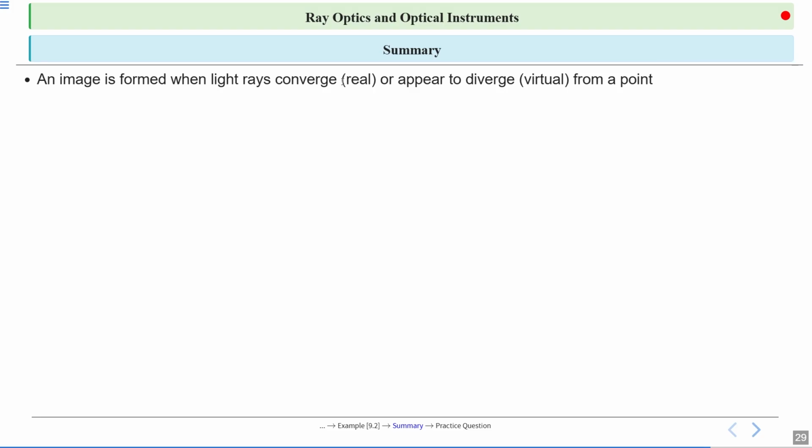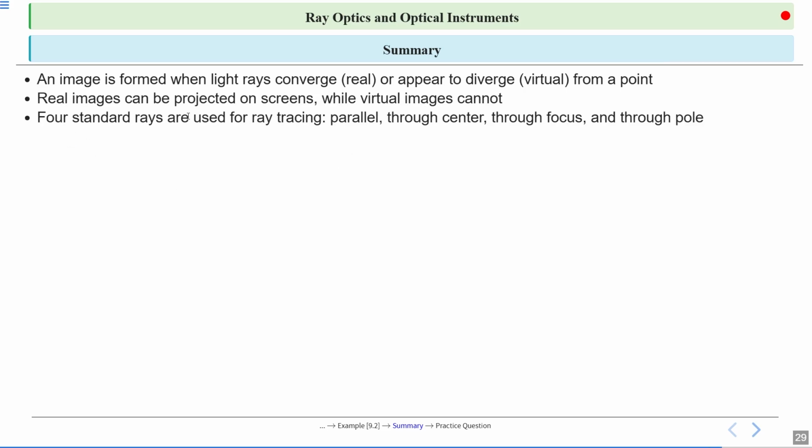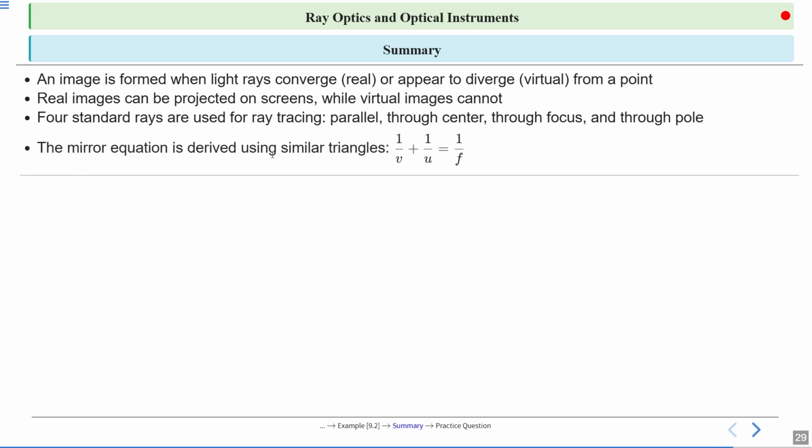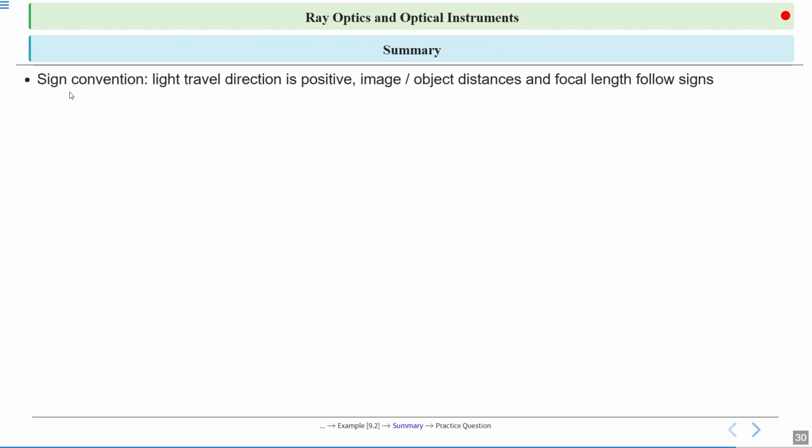So let's look at the summary. An image is formed when light converges or appears to diverge from a point. Real images can be projected on a screen while virtual images cannot. Four standard rays are used for ray tracing: parallel, through center, through focus, and through pole. The mirror equation is derived using similar triangles: 1 by v plus 1 by u equals 1 by f. This is the mirror equation. Sign conventions: light travel direction is positive. Image and object distances and focal length follow signs.